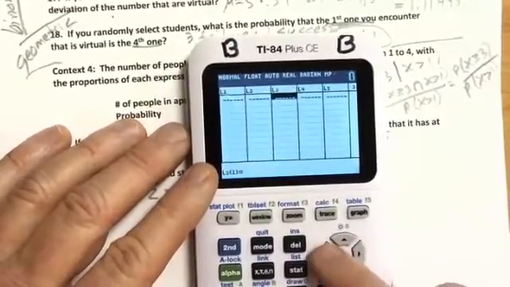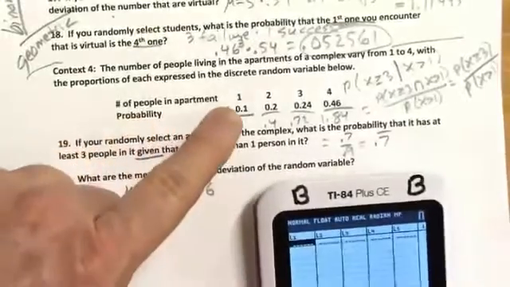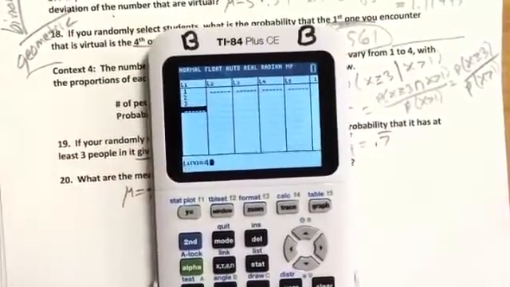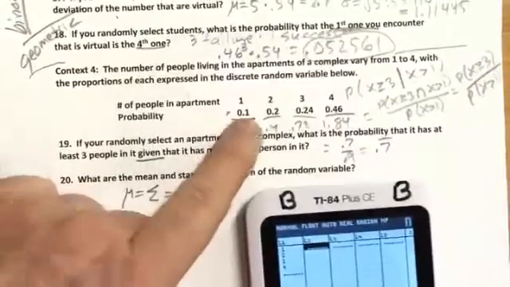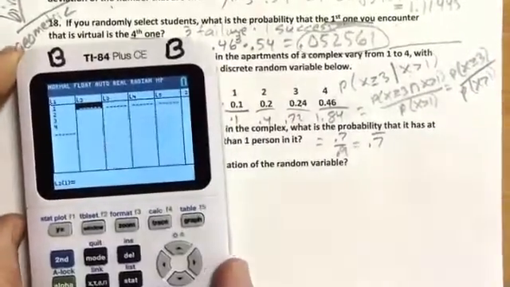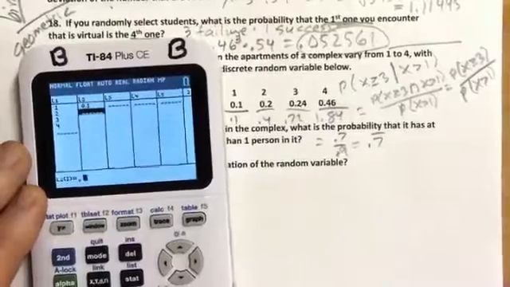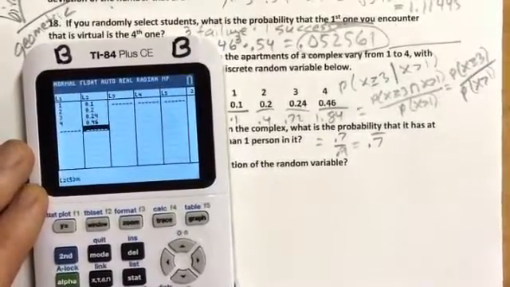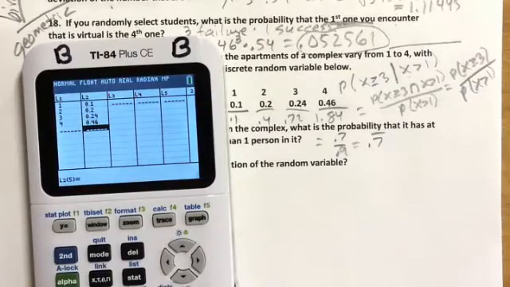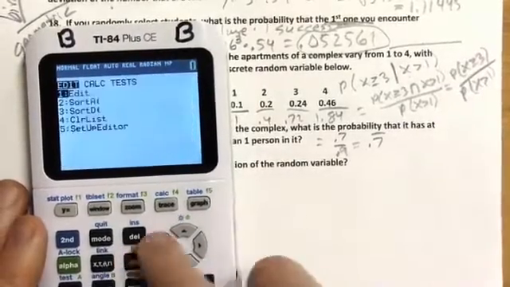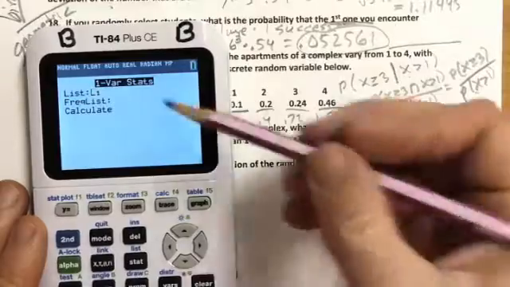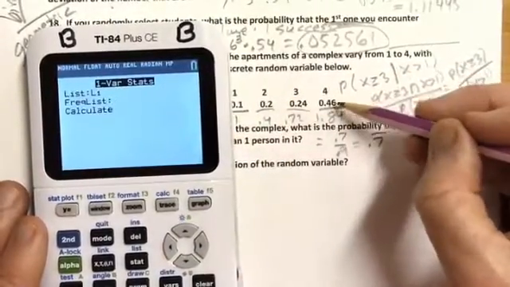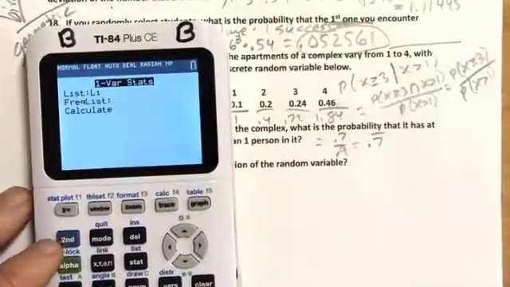And in list 1, I'm going to put my x values, 1, 2, 3, and 4, my number of people. And then in list 2, I'm going to put the probabilities for each. And so that would be 0.1 and 0.2 and 0.24 and 0.46. Like that. And then all you've got to do to find the mean and standard deviation is one variable stats. So you go stat, calculate, one variable stats. My X list, this is list 1. Now my frequency list is these numbers, these probabilities, so they're in list 2.